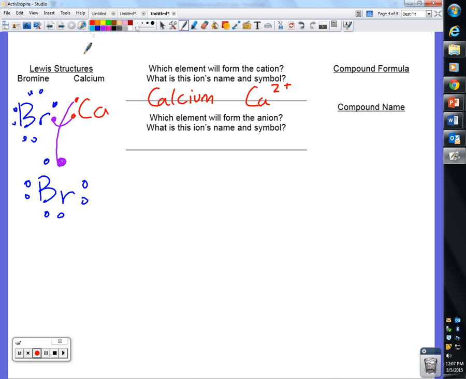Bromine, though, each bromine atom only gains how many electrons? 1. So it's still -1. Formula-wise, to make everybody happy, how many atoms do we need? We actually need 3 atoms. How many calciums? Only 1, but how many bromines? 2. So we represent that in the formula like this.